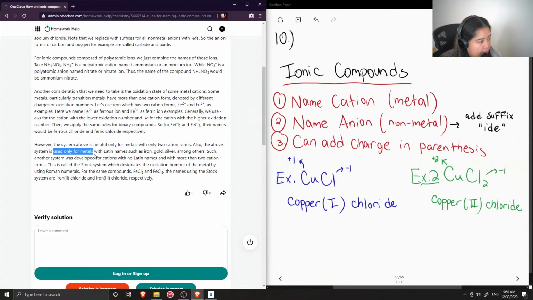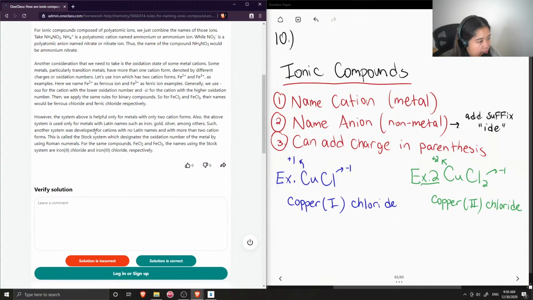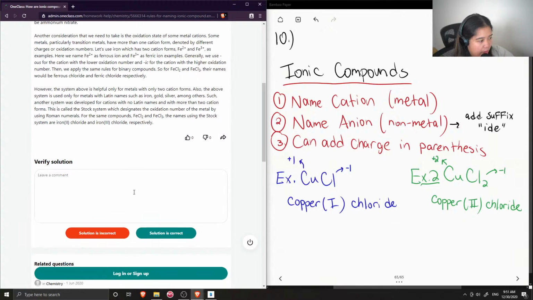And it's only used for metals with Latin names such as iron, gold, silver. So another system was developed, and this is the Stock system, which designates the oxidation number of the metal by using Roman numerals. So I always found it easier to just do it the Roman numeral way, since it's still correct and you don't need to deal with the ferrous and the ferric. So these are their examples for the same compounds, iron 2 chloride and iron 3 chloride respectively. Yep, so the solution is correct.